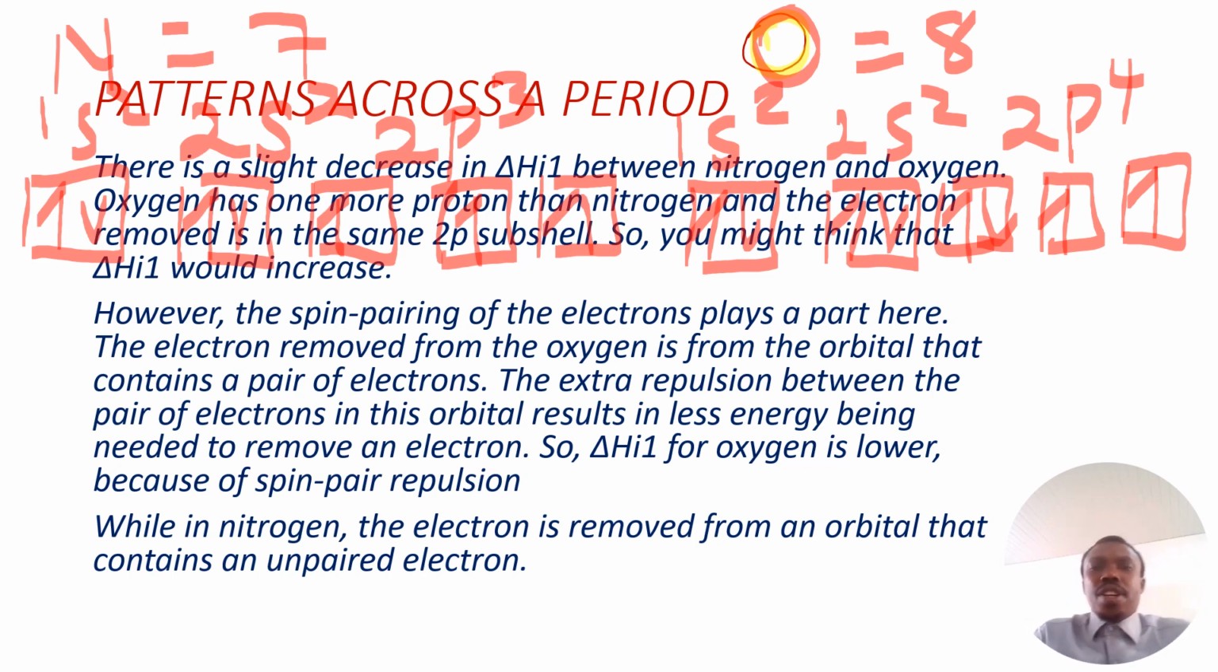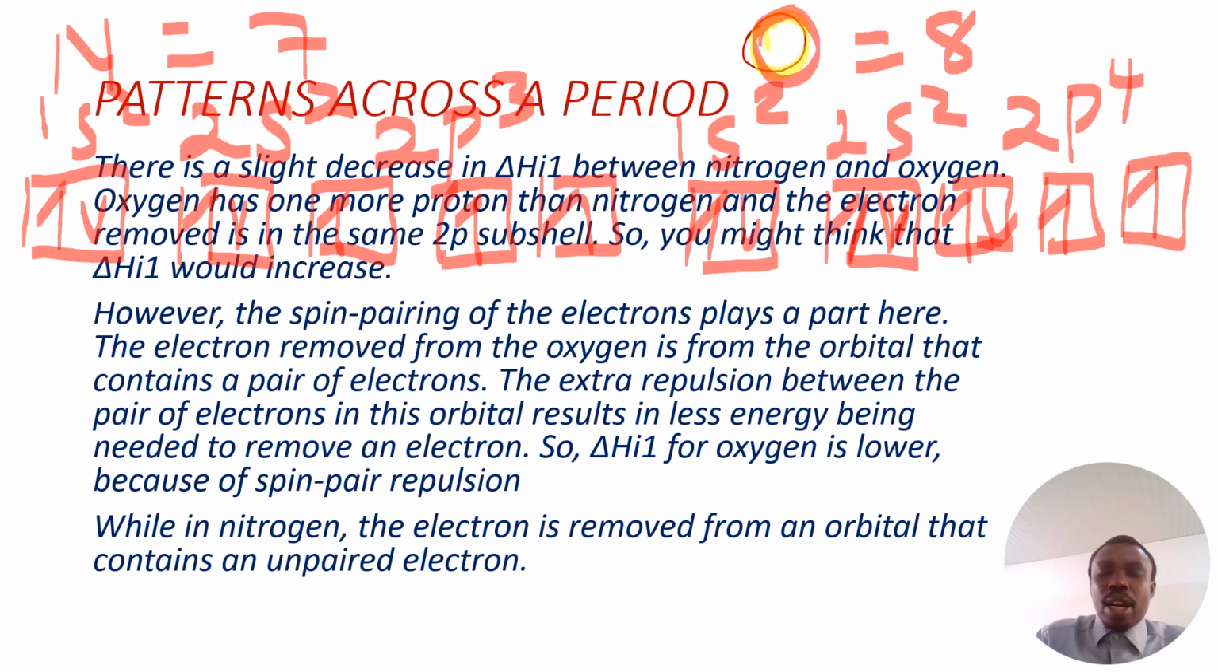So if you look at the electronic configuration of nitrogen and oxygen, oxygen has one more proton than nitrogen. The reason why the first ionization energy of oxygen is lower than that of nitrogen is because in oxygen, the first electron is removed from a paired orbital, where repulsion has taken place.